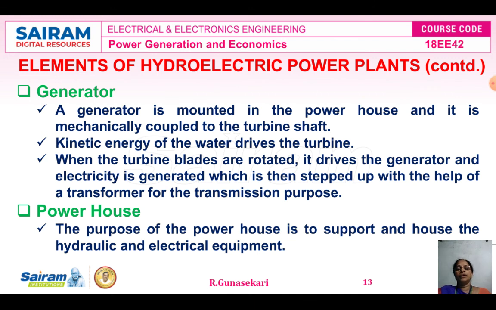Then you have to explain the elements of the hydroelectric power plant, otherwise asked as what are the components used in the hydroelectric power plant. That is a minimum 8 mark, maximum 10 mark question. The important elements are reservoir and dam, and recall the order from your layout, the general layout of the hydroelectric power plant. First reservoir, dam, then surge tank, then penstock, turbine, generator, powerhouse.